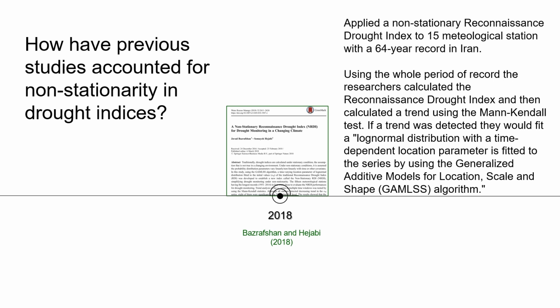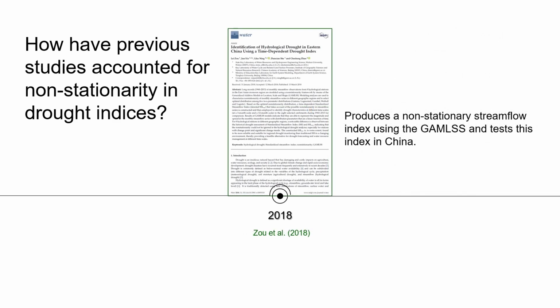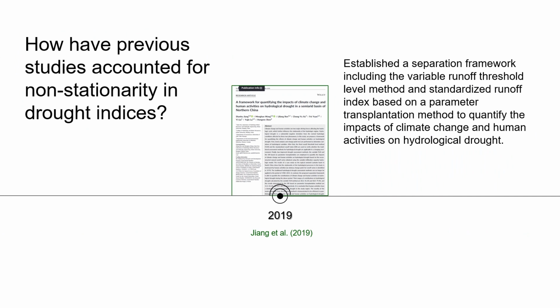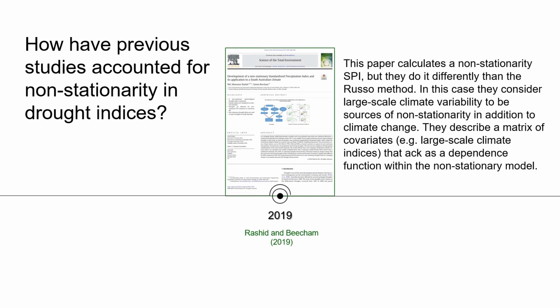This paper in 2018 used a full period of record to calculate a non-stationary reconnaissance drought index. Zhou et al. 2018 produced a non-stationary streamflow index using the Gammels algorithm. Zhang et al. 2019 used a parameter transplantation method to quantify the impacts of climate change on drought. Rashid and Beecham 2019 calculated a non-stationary SPI by considering large-scale climate variability to be sources of non-stationarity in addition to climate change.